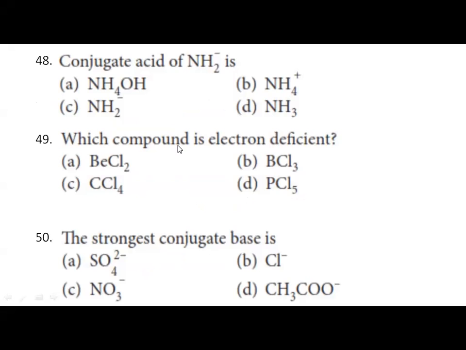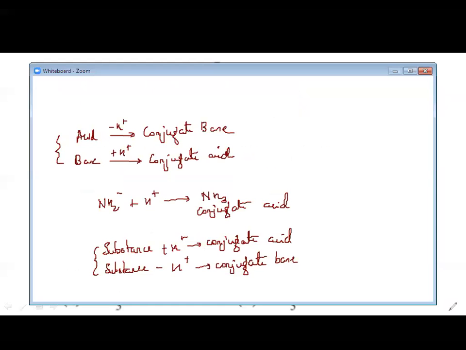Next question: which compound is electron deficient? Electron deficient means not having an octet configuration. The options are BeCl2, BCl3, CCl4 and PCl5. Let us look at the Lewis structure for all these molecules, then we can come to the conclusion. The first one is BeCl2.